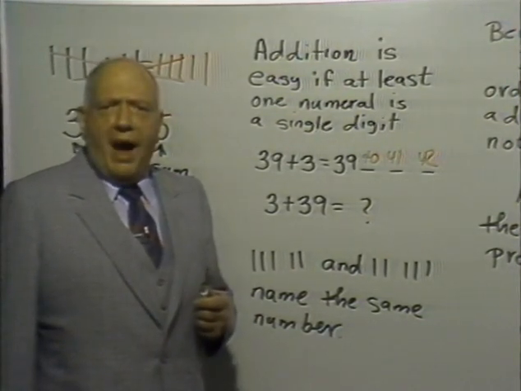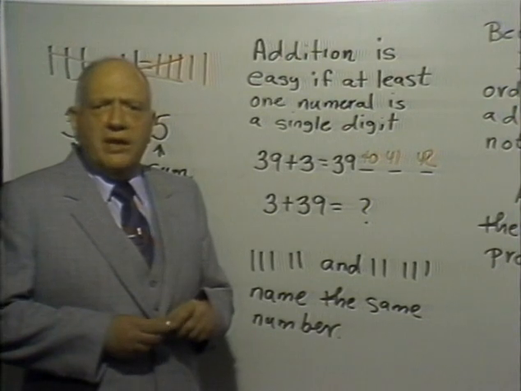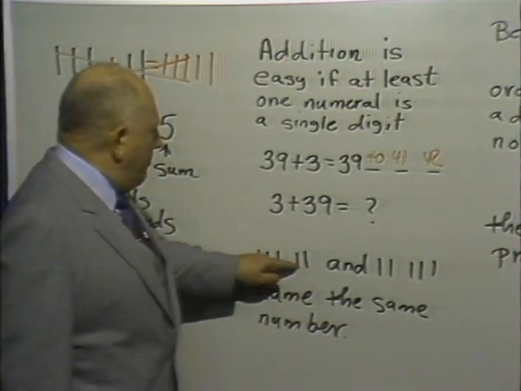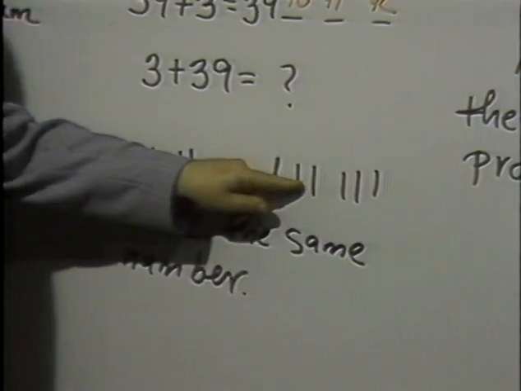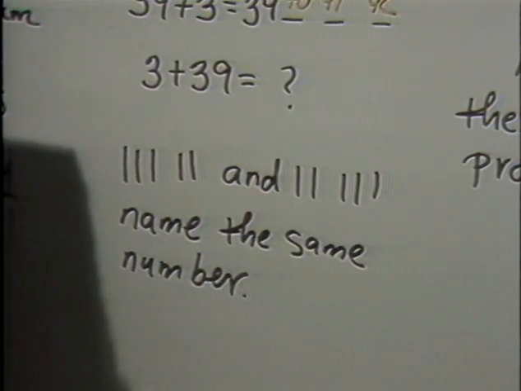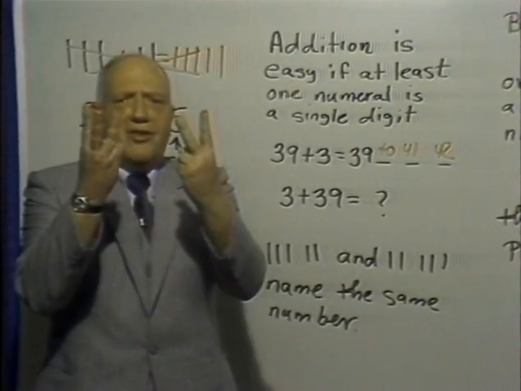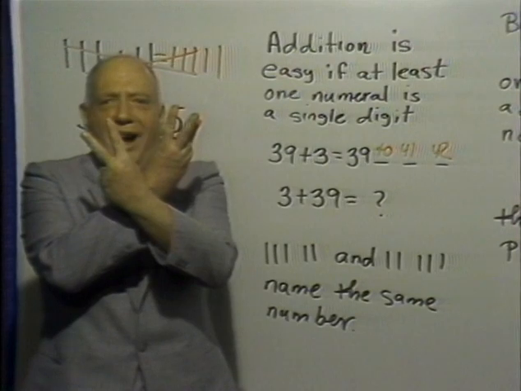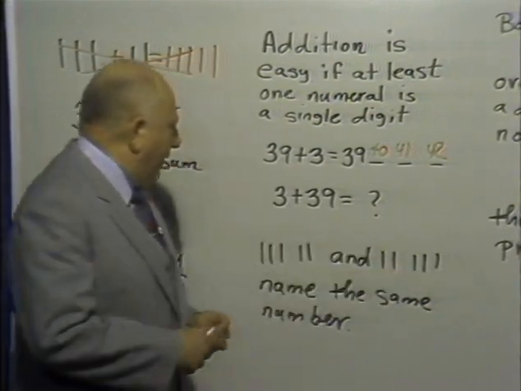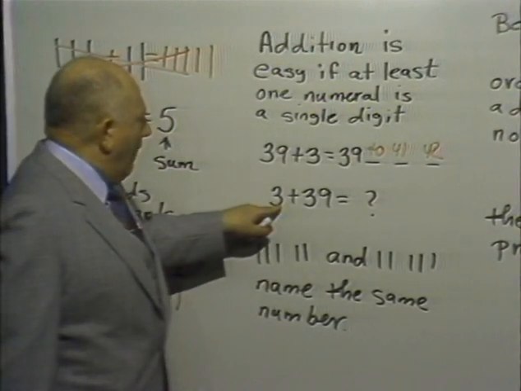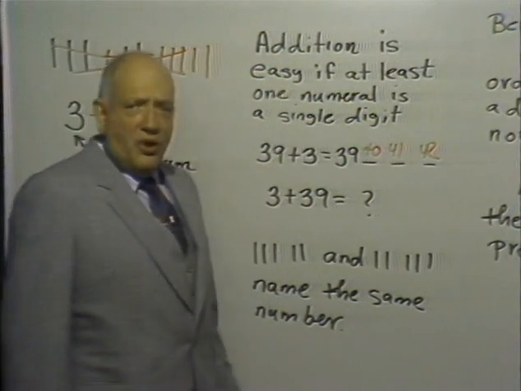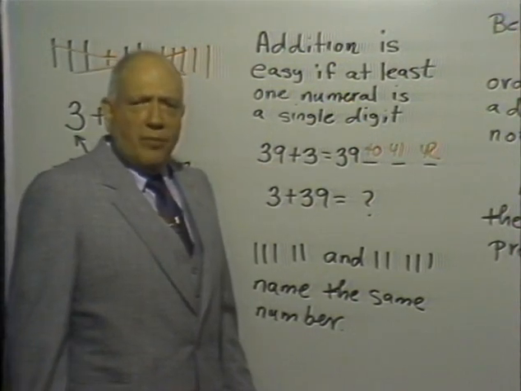However, there's a remarkable property that we have when we deal with tally marks. Namely, when we deal with tally marks, 3 plus 2, for example, is the same as 2 plus 3. In other words, if I have this many tally marks, I certainly don't change the total number just by shifting them around. You see, here I have 5 tally marks, and here I have 5 tally marks. So when I want to solve the problem 3 plus 39, I can write that problem as 39 plus 3 and do the problem in that order.